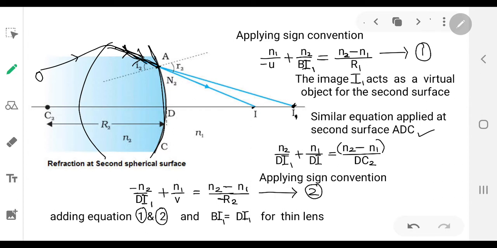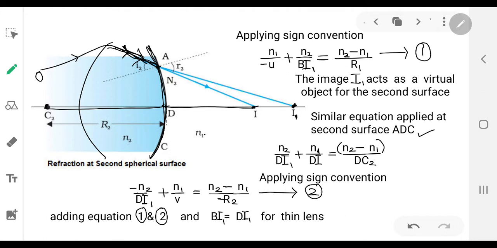So RI of the denser medium is N2 divided by DI dash, where the image would have been formed, which acts as the object for the second surface. So DI dash is the object distance for the second surface, plus the RI of the medium where the final image is formed, the rarer medium, N1 divided by DI, the image distance, is equal to N2 minus N1 divided by the radius of curvature of the second curved surface. So this is the second curved surface. Here is our radius of curvature of the second surface.